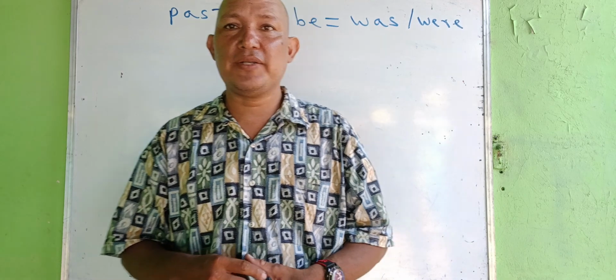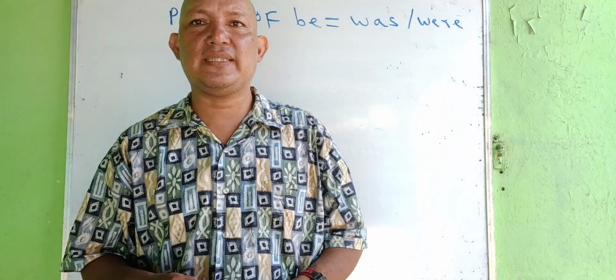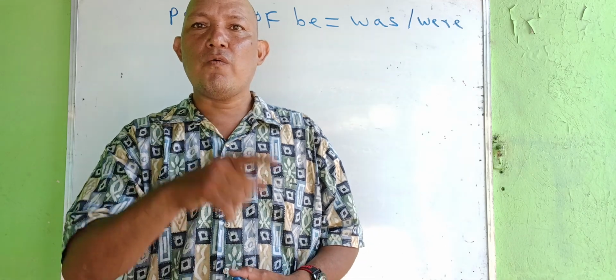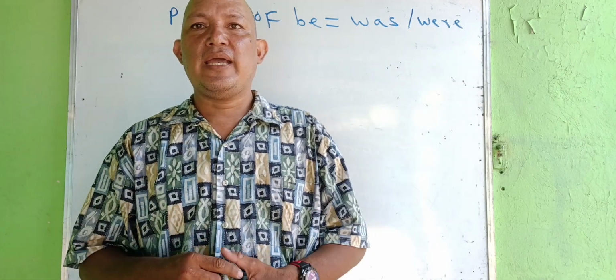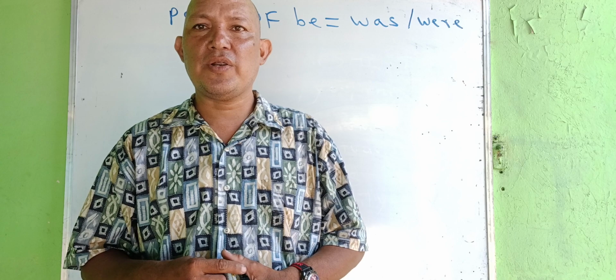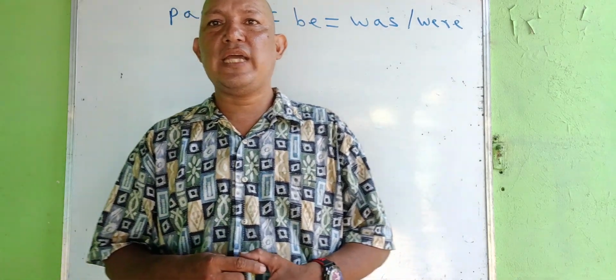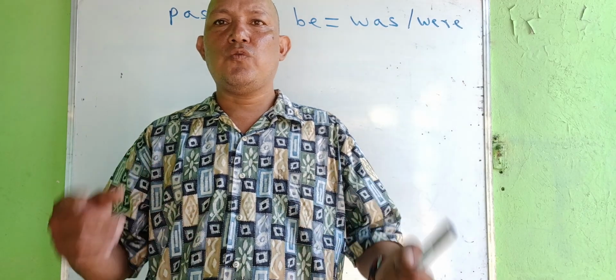In this video, I'm going to explain how you are going to use the simple past tense of the verb to be. Do you know what is the simple past tense of the verb to be? The simple past of the verb be is was and were. And how do we use was and were? We use them when we're talking about situations or states.